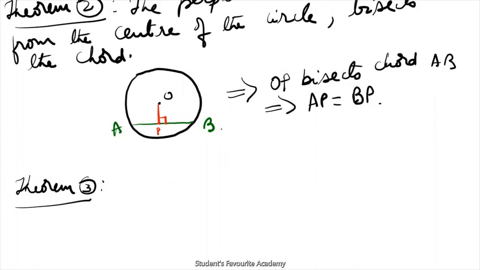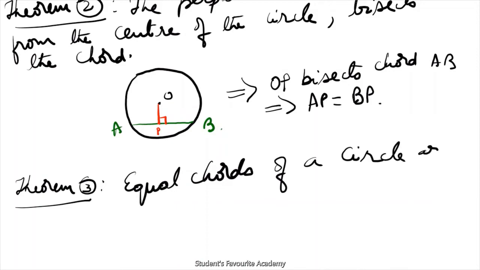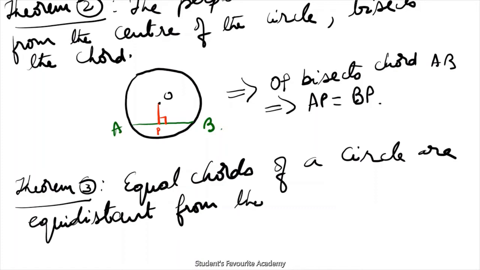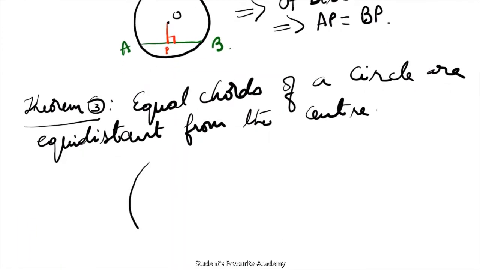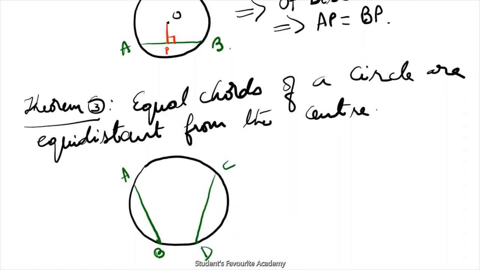The next theorem that you have learned is equal chords of a circle are equidistant from the center. That means, suppose in a circle there are two equal chords, say AB and CD, and these two chords are equal. Then they will be equidistant from the center.